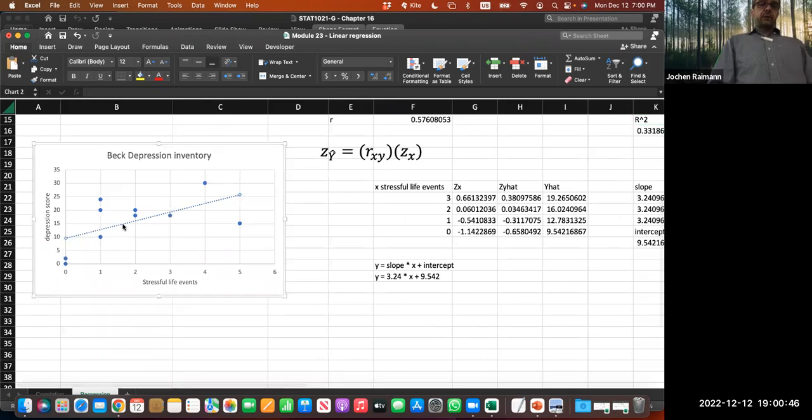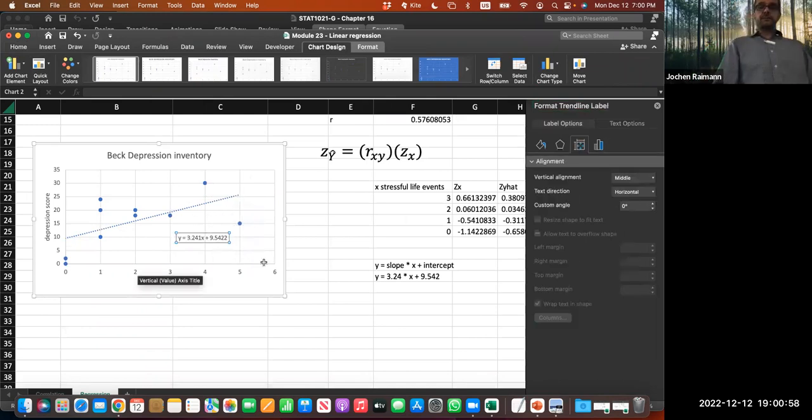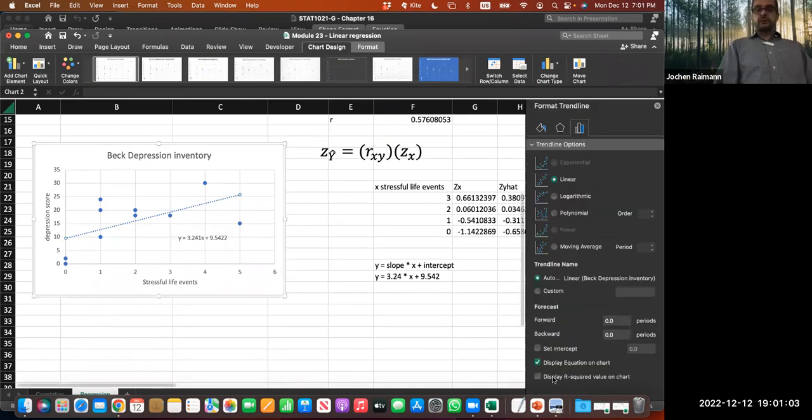If you want to go an easier pathway, obviously there are several easier pathways. If you have Excel at your disposition, you can display the equation on the chart. Once you click on the trend line, that gives you exactly this equation. Alternatively, you can, in addition, also click on display R squared, and this is exactly the same R squared we calculated.